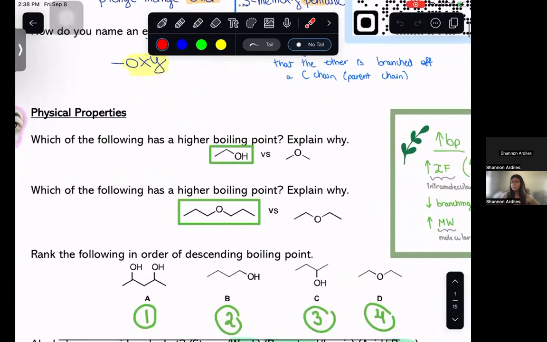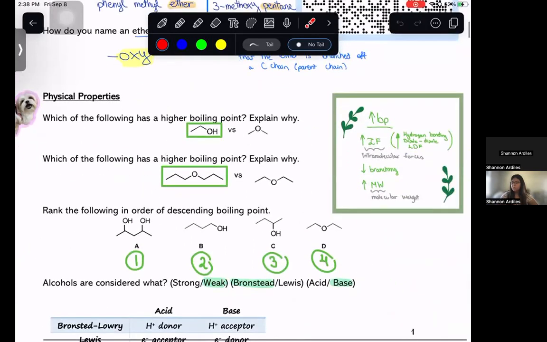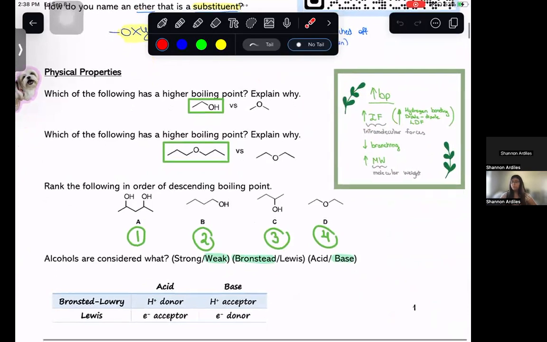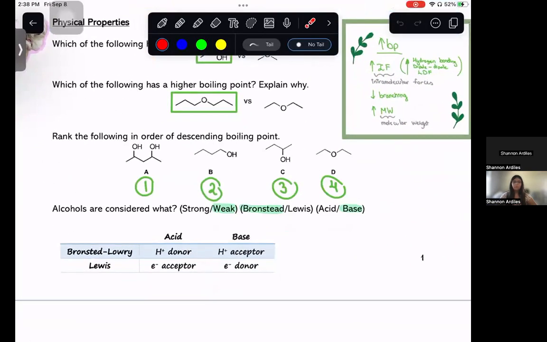Now, the next thing was your physical properties, more specifically boiling point. Remember this is the trend for boiling points. The stronger the intermolecular forces, the higher the boiling point. The less branching you have, the higher the boiling point. And the other trend that we saw was with molecular weight: the heavier a molecule is, the higher the boiling point. Those examples are pretty self-explanatory. In this case, this one had the highest boiling point because it has two hydrogen bonding moments.